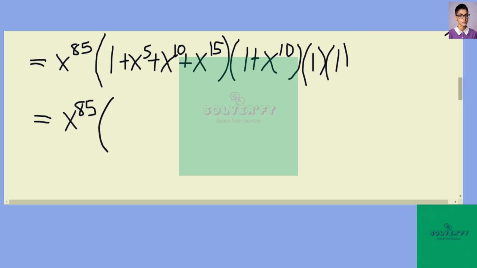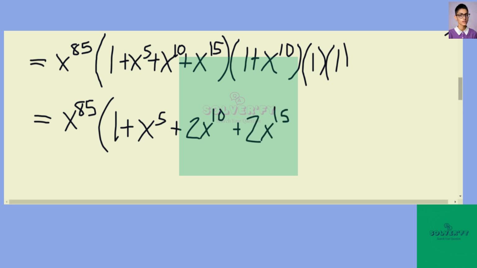x to the 85th times, and multiplying these out, we have 1 plus, we have x to the 10th there, we have an x to the 5th, and then we have 2x to the 10th, and we have an x to the 15th, and an x to the 15th, so plus 2x to the 15th, and then we also have plus an x to the 20th, and finally plus an x to the 25th.